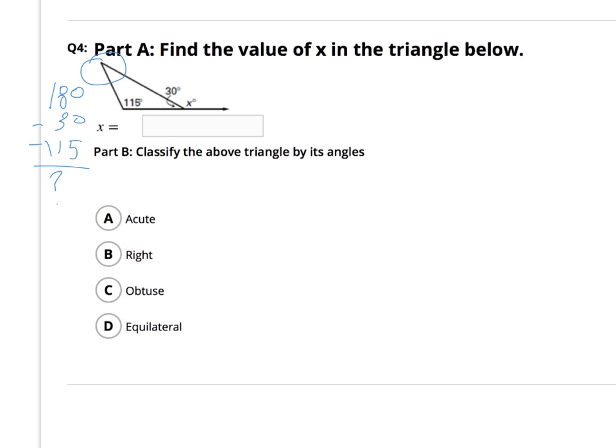Then what we want to do is, let's just call this angle A and this angle B just for identification purposes. You're going to want to add those together. So to find x, x equals angle A plus angle B. Okay? And that'll give you the value of x. And then part B, is this an acute, right, obtuse, or equilateral triangle?